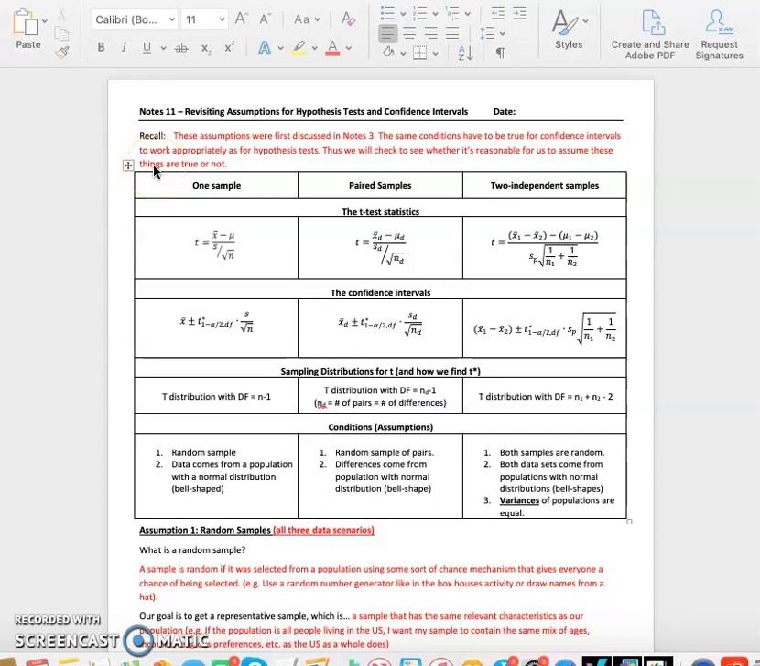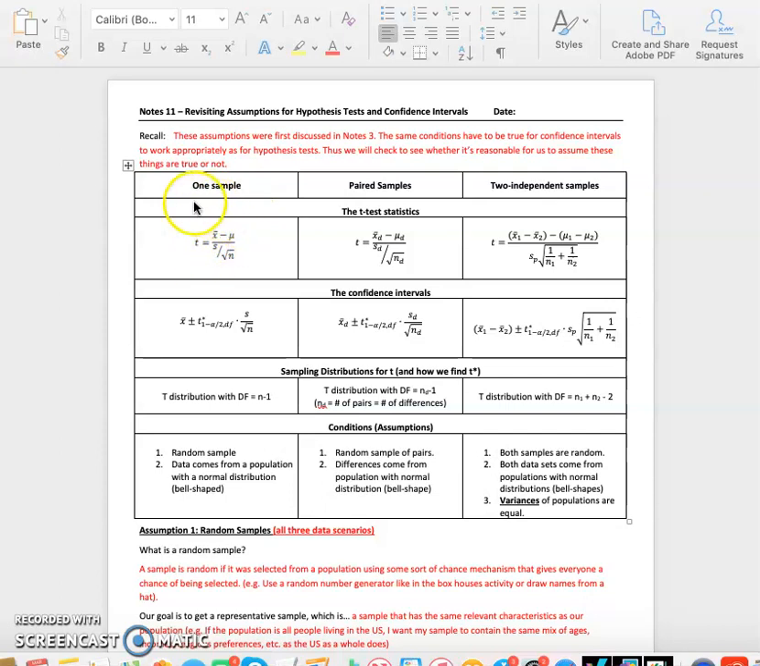Hey, so for Notes 11, now that we've spent some time in Notes 9 and Notes 10 talking about confidence intervals, we're going to revisit some of the assumptions that we saw from back in Notes 3. All of the different confidence intervals that we've seen so far are going to be directly analogous to the hypothesis tests that we've done.